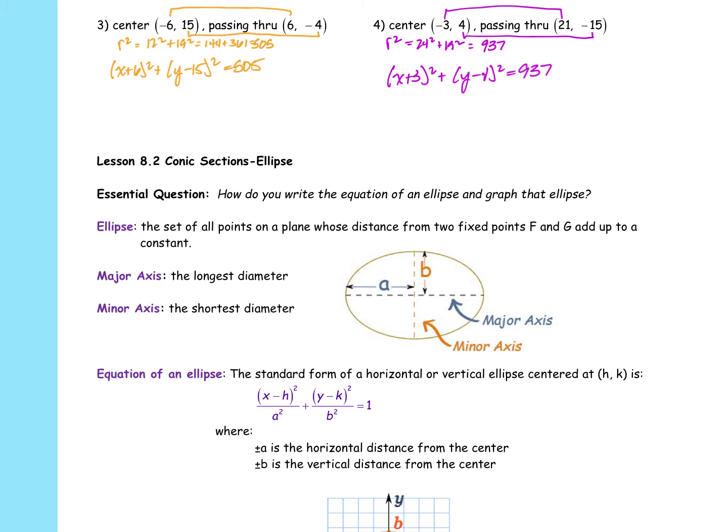And the two things we're really going to look at when writing the equation for an ellipse are the center of my ellipse, like the center of a circle, and then the distance from my center along the major axis, which we're calling A, and the distance along the minor axis from the center, which we're calling B. So those are the things that you need to write the equation.